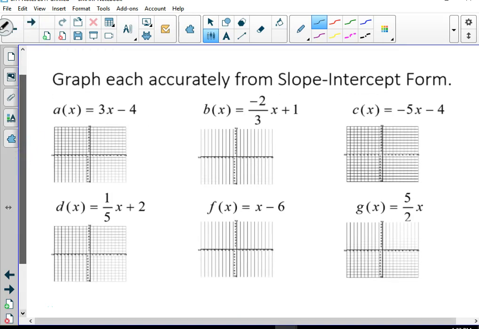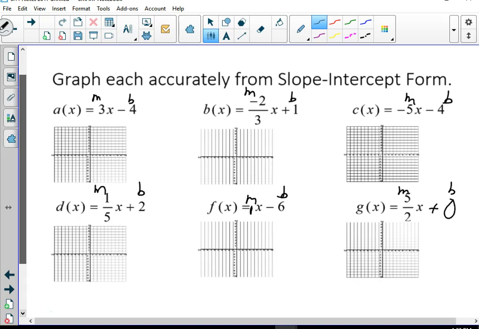Okay, graph each accurately from slope-intercept form. So, if it helps, put M and B over these to remind yourself what these are. Now this one, remember, that M is right there. It's the one that is not written. If there's no number in front of the X, your M is 1. And then here, we don't write plus 0, but technically that means your B is 0. So it's going through, starting at the origin.